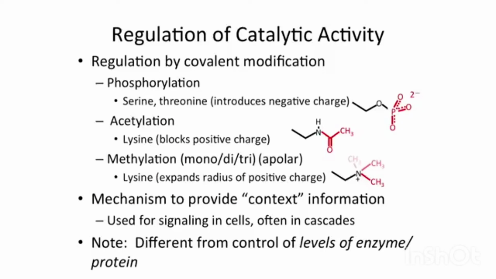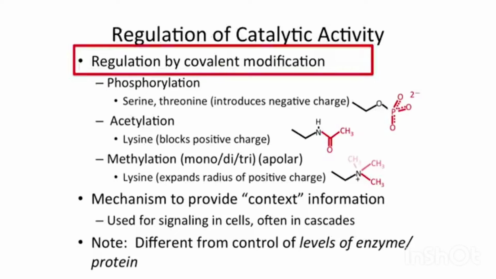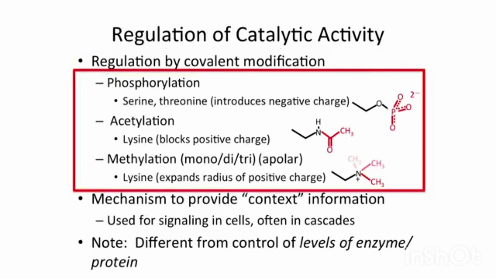But there are other ways to regulate catalytic activity. It turns out that catalytic activity can be regulated by covalently modifying a protein. So you can phosphorylate serine and threonine, introduce a negative charge. That can completely shut down, or it can completely activate a protein.